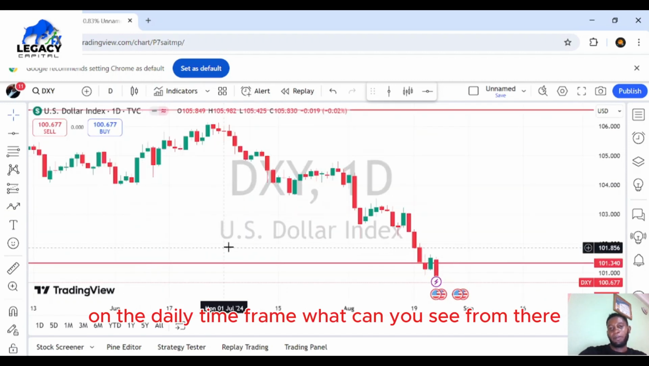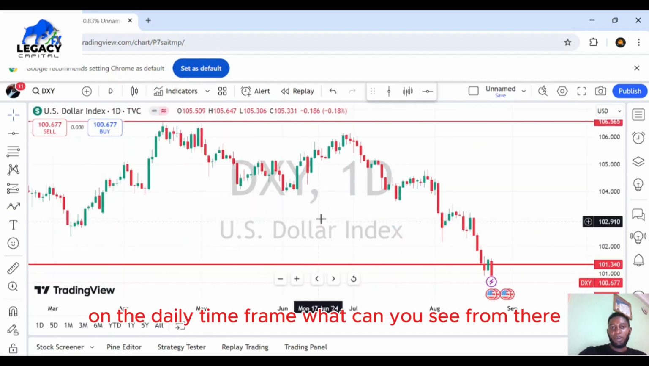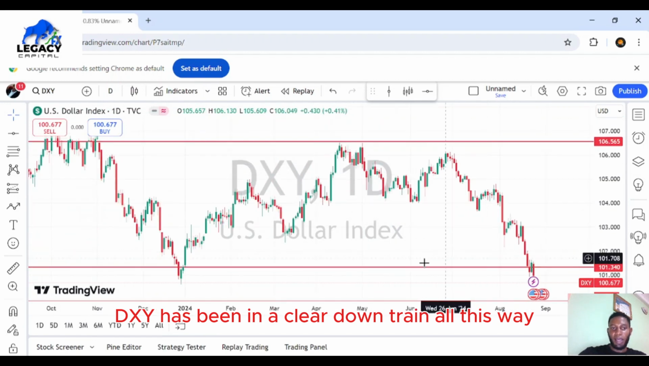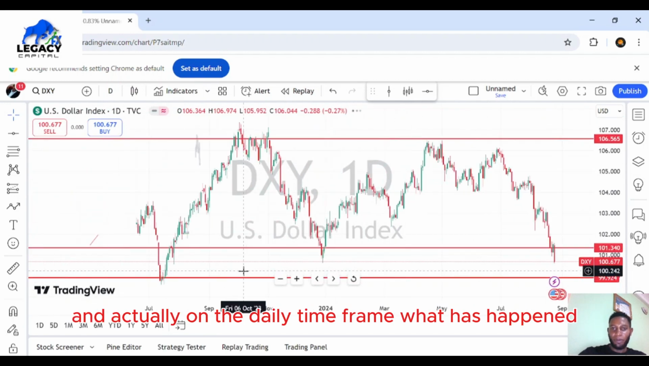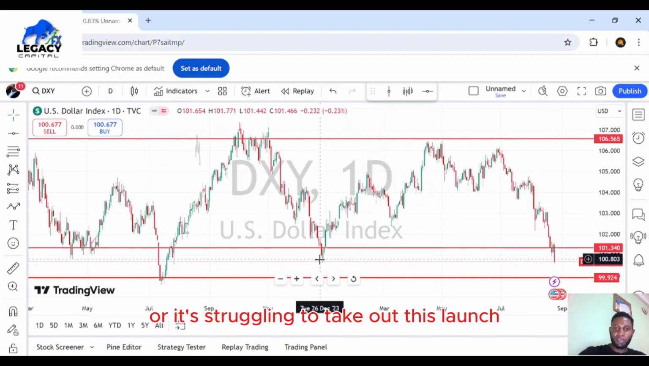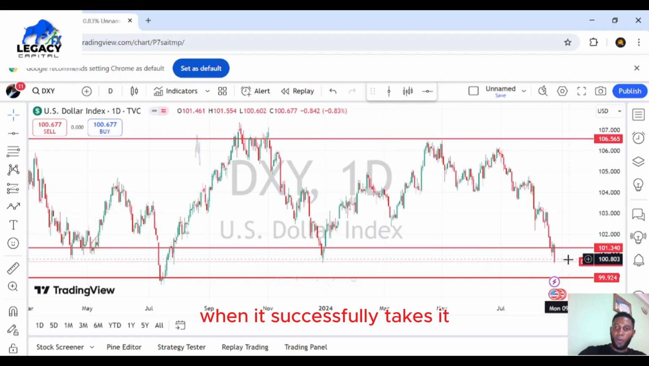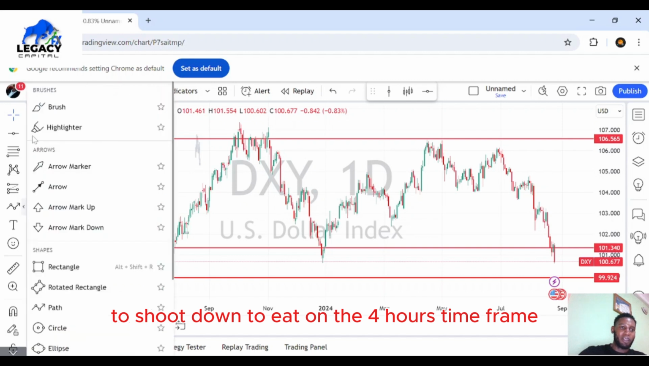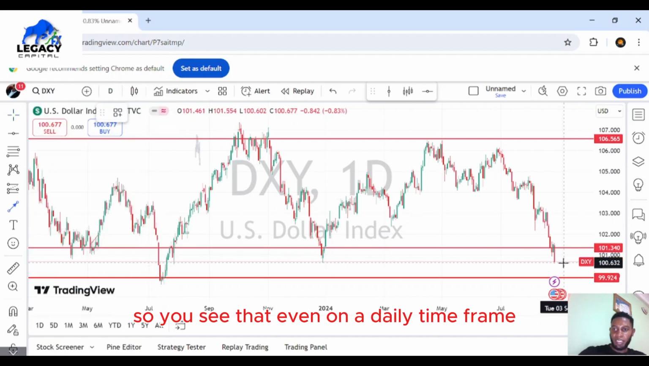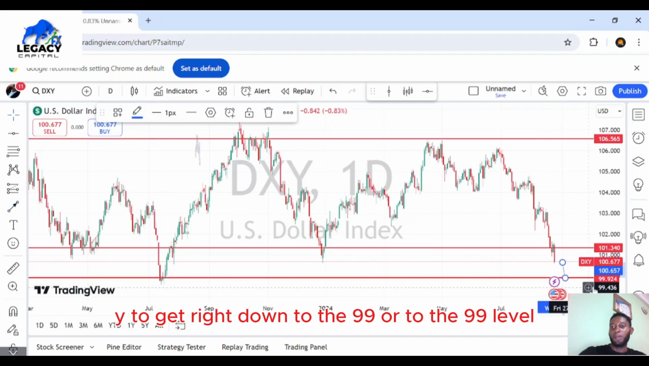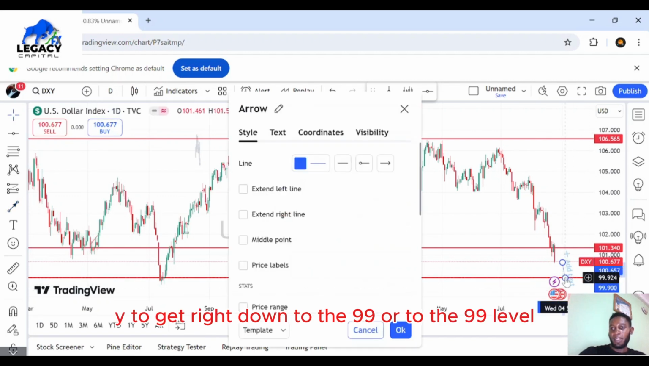On the daily time frame, what can you see from there? You see that actually the DXY has been in a clear downtrend all this while, and on the daily time frame the DXY is at the level, or it's struggling to take out this low. When it successfully takes it, it's moving to the zone where we are expecting it to shoot down to on the 4 hour time frame. So you see that even on a daily time frame, we are expecting the DXY to get right down to the 99 level.